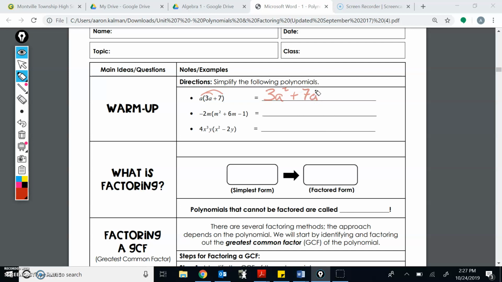Whereas factoring is doing the opposite. Here we have 3a squared plus 7a, but we're going to go backwards to what's called the factored form, pre-distribution. If we cannot make a factored form in parentheses, we call that prime, if you cannot take out any factors. Let's use some examples.